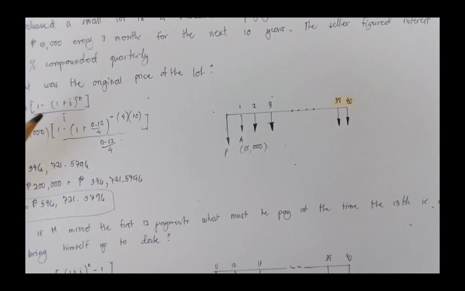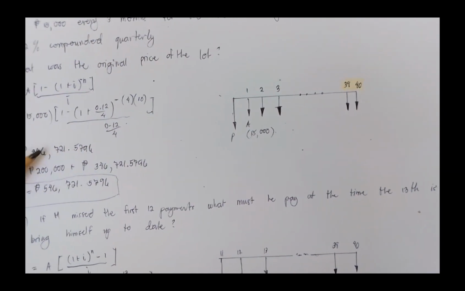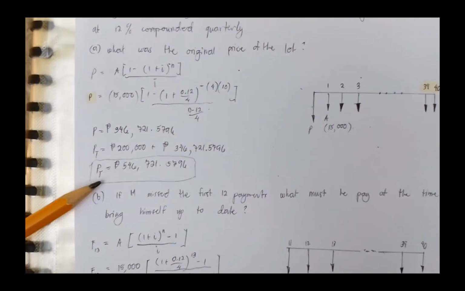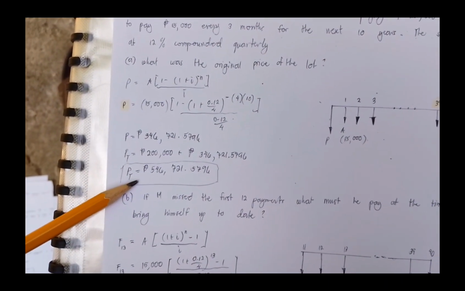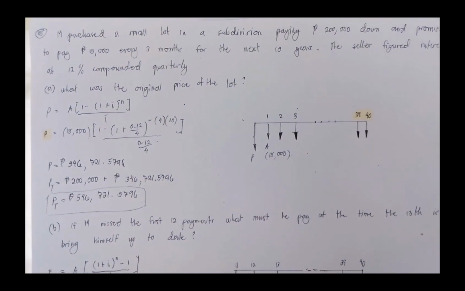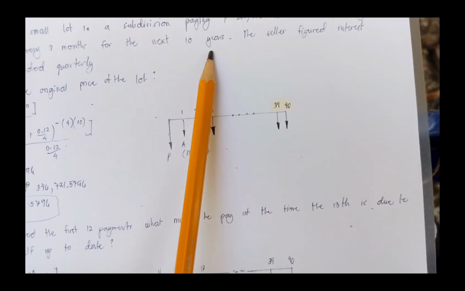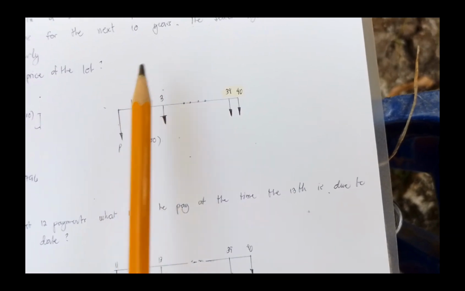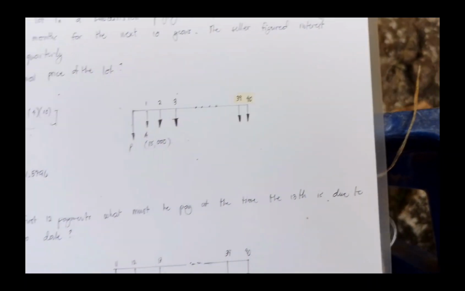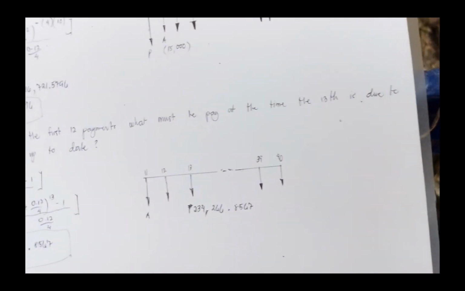The question is, what was the original price of the lot. Then we add the 200,000, so that is our original price of the lot. Then this is our cash flow diagram. Since it is 10 years, compounded quarterly, meaning 4 times 10, that is 40. Annual payment of 15,000. So proceed.